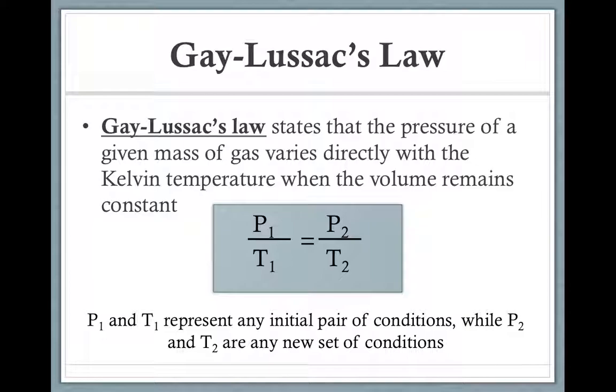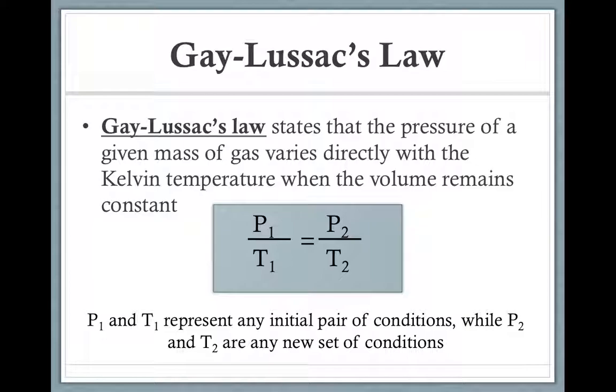Last law is Gay-Lussac's law, sometimes the GL law. It's actually two people who came up with this. It states that the volume is constant, so volume and number of moles of gas are constant, and that the pressure varies directly with the Kelvin temperature. So pressure and temperature now vary directly, meaning they vary the same. As pressure goes up, temperature goes up. As pressure goes down, temperature goes down.